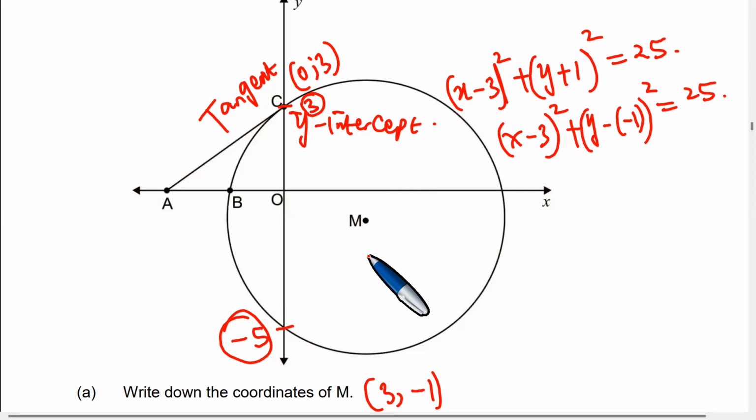Should we first find the coordinates of A so we can find the gradient? Yes, we need to. One way is to find the coordinates of A. Good, but how? Where do we start? I know it's easy, this question, but I'm trying to train your mind so that you can know how to navigate your way through the question.